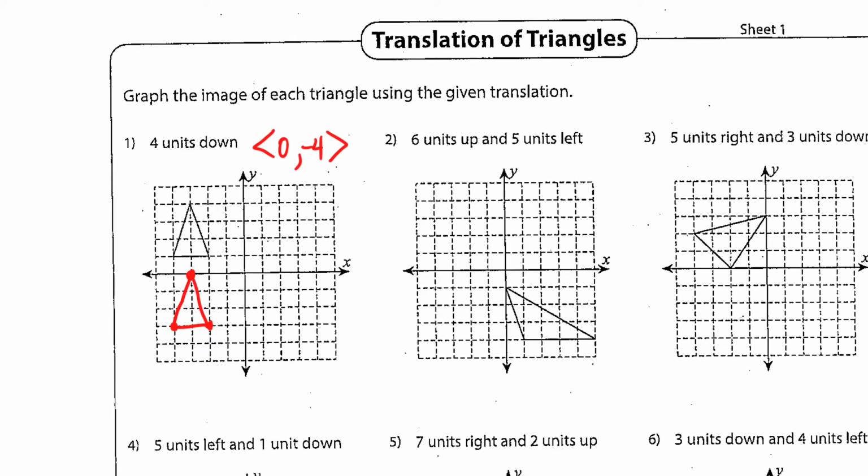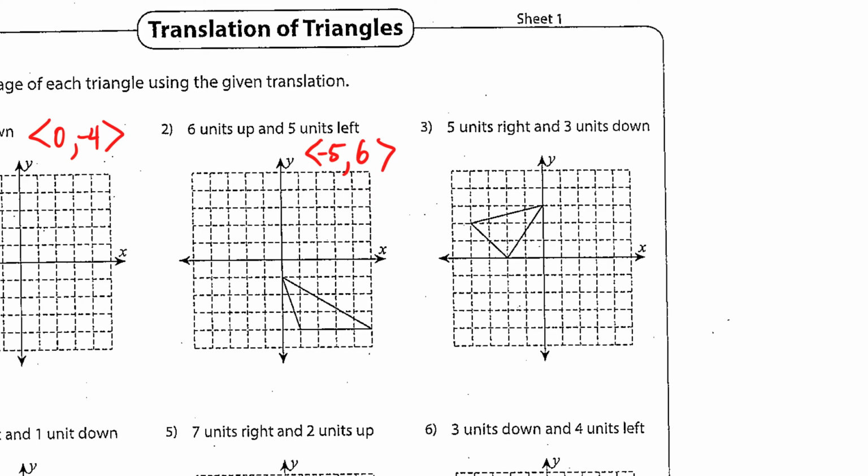Okay, number 2 says 6 units up and 5 units left. Now be careful, because on here, they kind of switch back and forth. It says 6 units up, then 5 units left. So it'd be negative 5, 6. See how they did the up first and then the left next. But in our vector, we always put left-right first and up-down in the second slot.